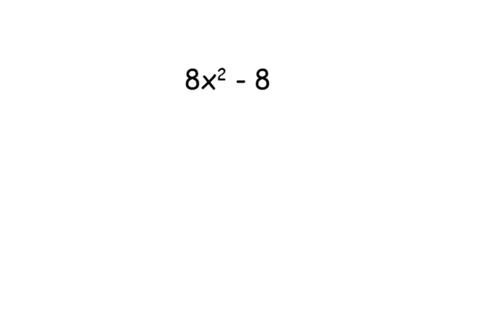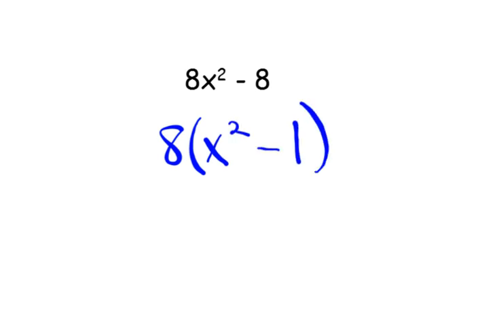Here we have 8x squared minus 8. So we want to look for that common factor first. They have an 8 in common, so we're going to factor that out. 8x squared divided by 8 is x squared. Negative 8 divided by 8 is negative 1.